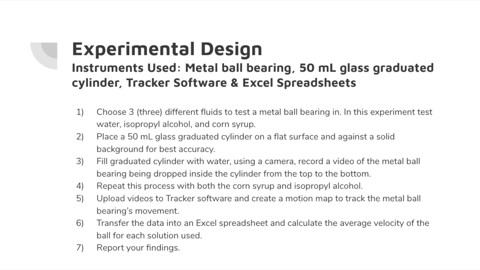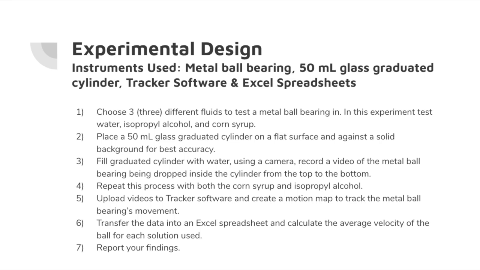For our experimental design, the instruments used were a metal ball bearing, a 50 milliliter glass graduated cylinder, a tracker software, and Excel spreadsheets. Step 1, choose 3 different fluids to test a metal ball bearing in. In this experiment, test water, isopropyl alcohol, and corn syrup. Step 2, place a 50 milliliter glass graduated cylinder on a flat surface and against a solid background for best accuracy.